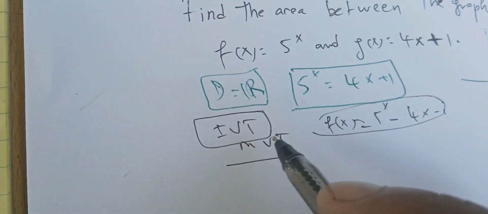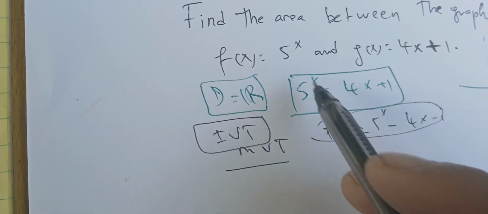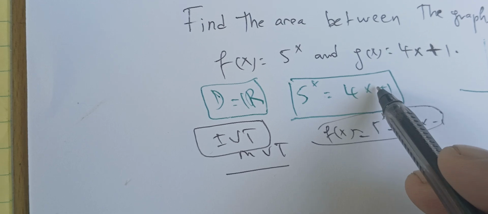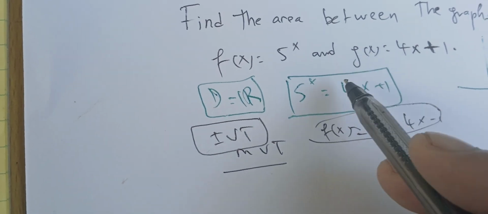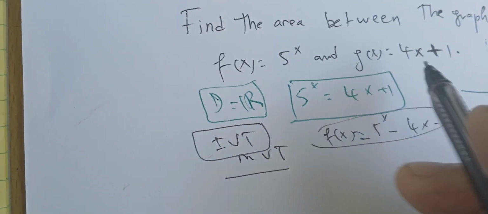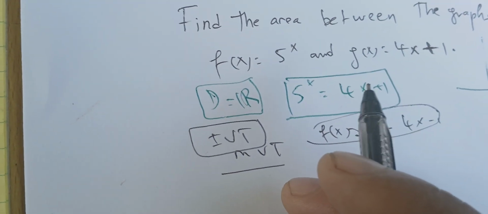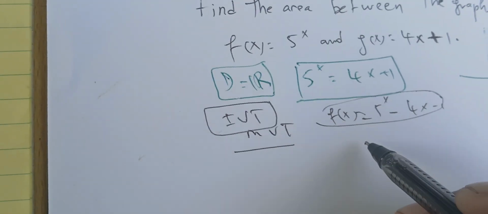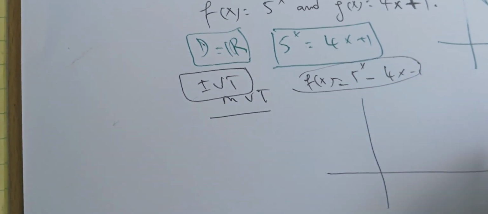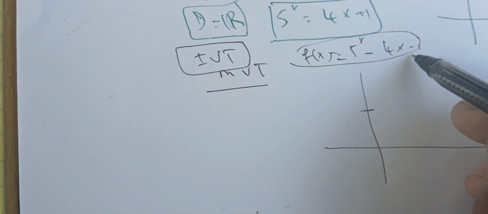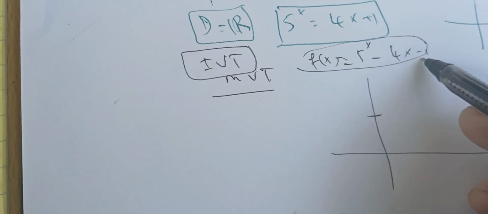Clearly, we see that 0 is a solution, because 5 to the power 0 is 1, and here we have 4 times 0 plus 1, which is 1. Okay, 0 is a solution, and 1 is also a solution. So we have these 2 points of intersection. If we graph the functions carefully, we see here, this is an approximation. It's not exactly the graph.